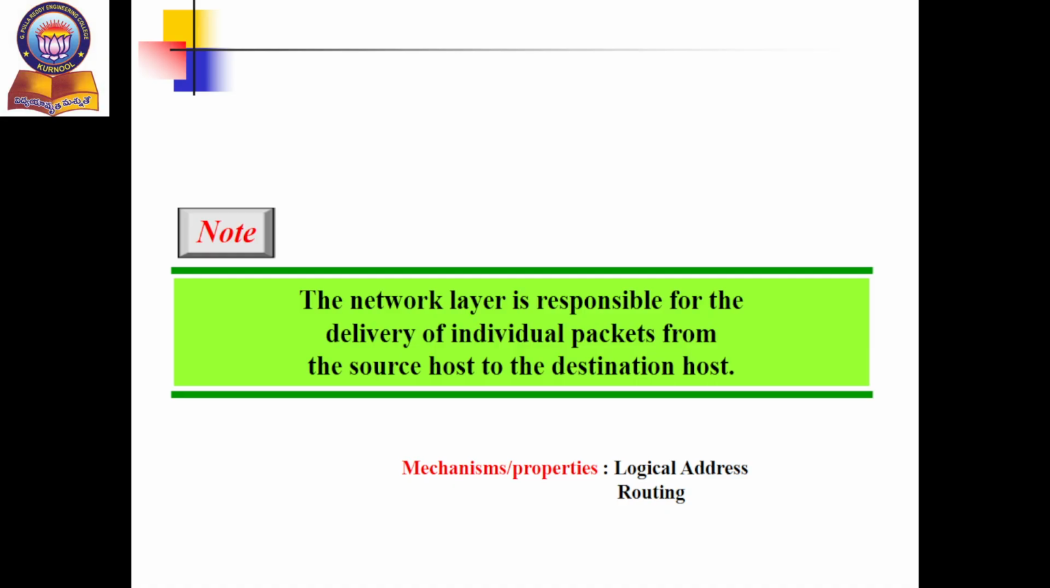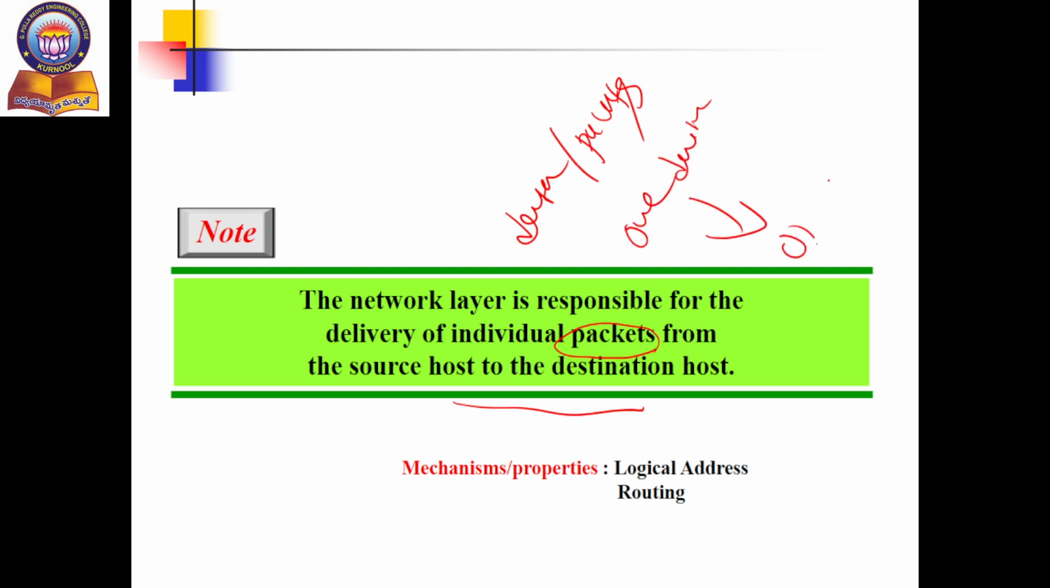So what is the main responsibility of the network layer? The network layer is responsible for delivery of individual packets from source host to destination host. That means the network layer is responsible for transferring the data, which we name packets, from one device to another.